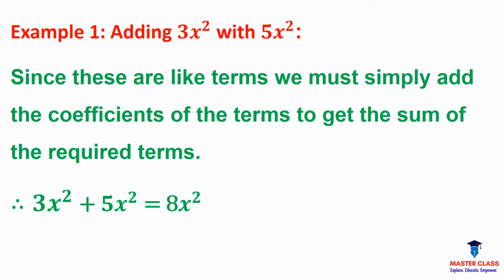The first example we will see is how to add 3x squared with 5x squared. Since these are like terms, we must simply add the coefficients of the terms to get the required sum. Therefore, 3x squared plus 5x squared will give 8x squared.